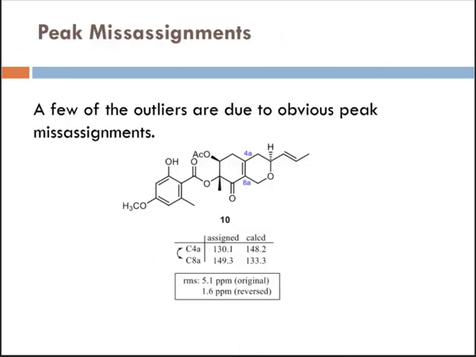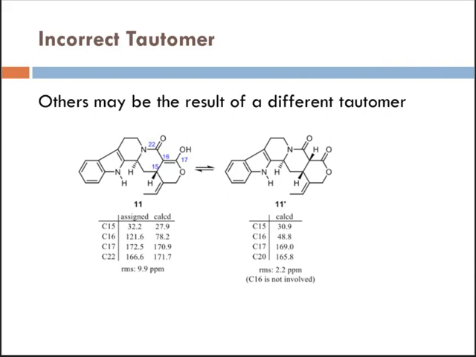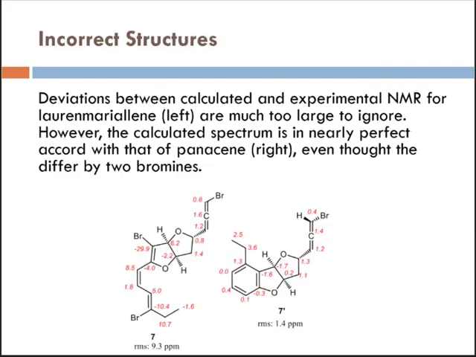Now, they may be wrong for several reasons. They may be wrong because of peak misassignments. There are a few like that. All these are innocent, conspicuous peak misassignment. They may be wrong, but not really wrong, because of an incorrect tautomer. This is a cute one, actually. You can't really blame anyone. It's just a different tautomer, but their NMR is quite different. This one has an RMS of 10 ppm, which is outside the limits of reasonableness. And if you just shift tautomers, you're down to 2 ppm.